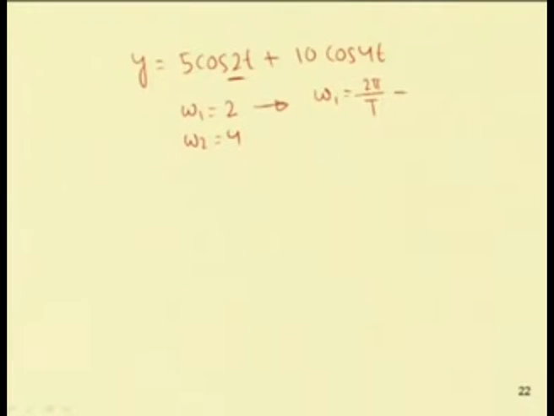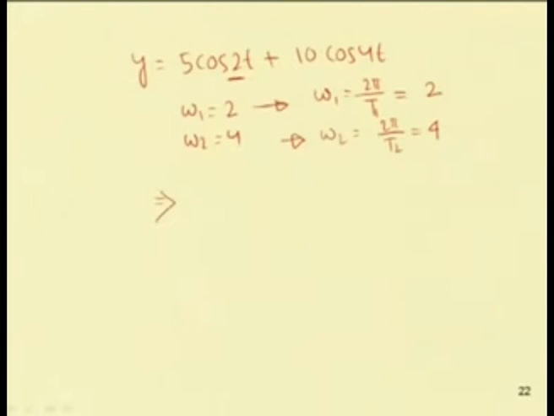So, in case of periodic, let this equation be y equal to 5 cos 2t plus 10 cos 4t. So, in this case, you have one period. So, you know, your omega 1 equal to 2 and omega 2 equal to 4. So, omega 1 equal to 2 pi by t1, so this becomes 2, and omega 2 equal to 2 pi by t2, so this is equal to 4.